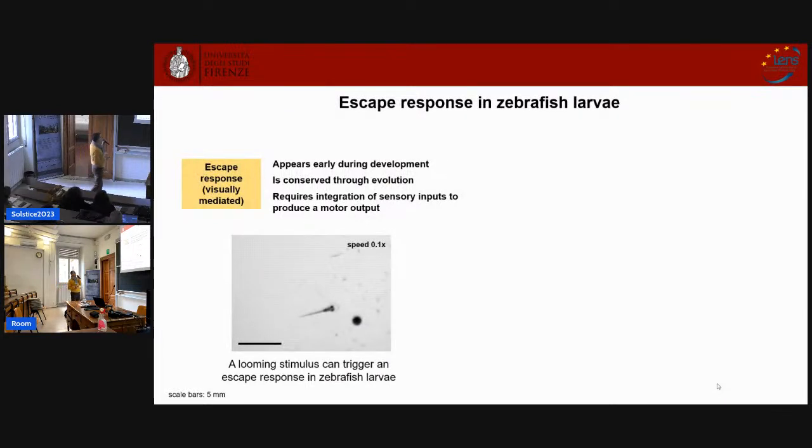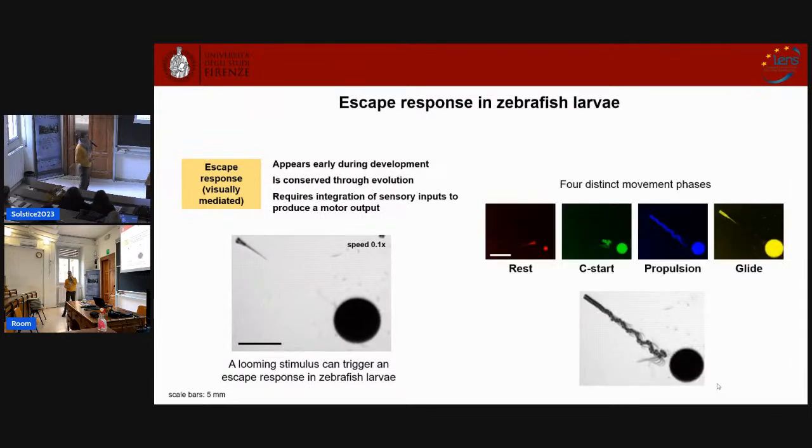The experiment in virtual reality is the following. First of all, it's a free swimming zebrafish, and this is a predator, a looming stimulus that is growing. As soon as the dot is reaching, the zebrafish is escaping. So the first thing we have to do is study the escaping strategy of the zebrafish, that means in which way it uses the tail to escape. So we have to segment the behavior, and we segmented it in four parts: rest, C-start, propulsion, and glide.